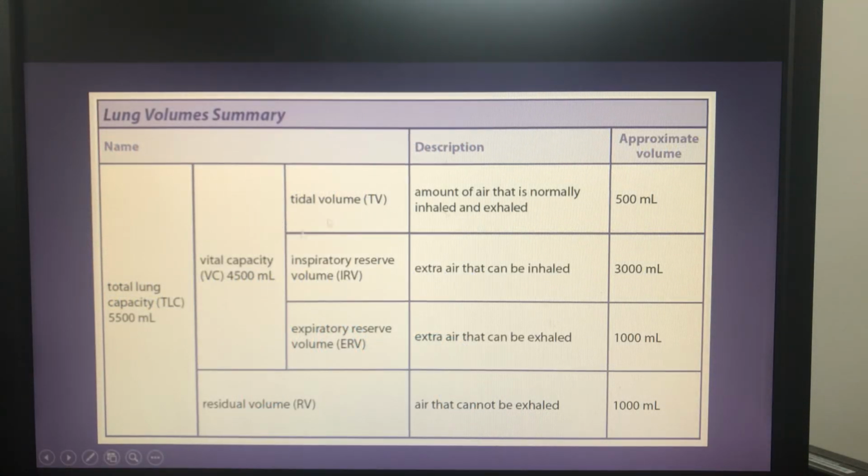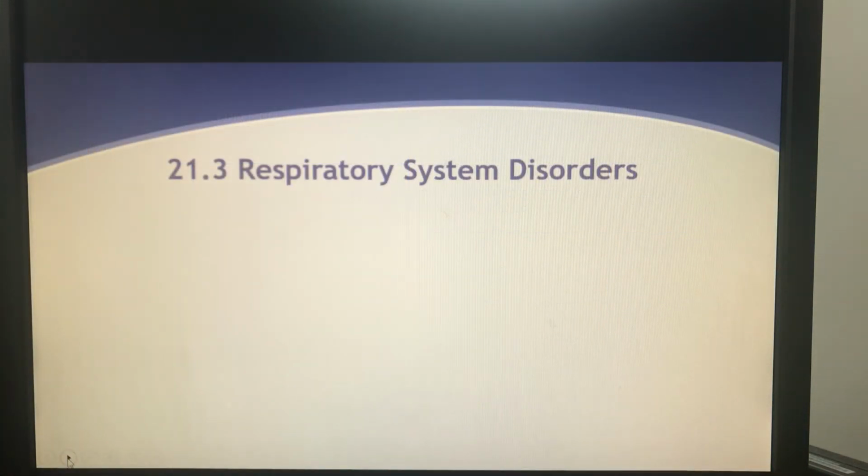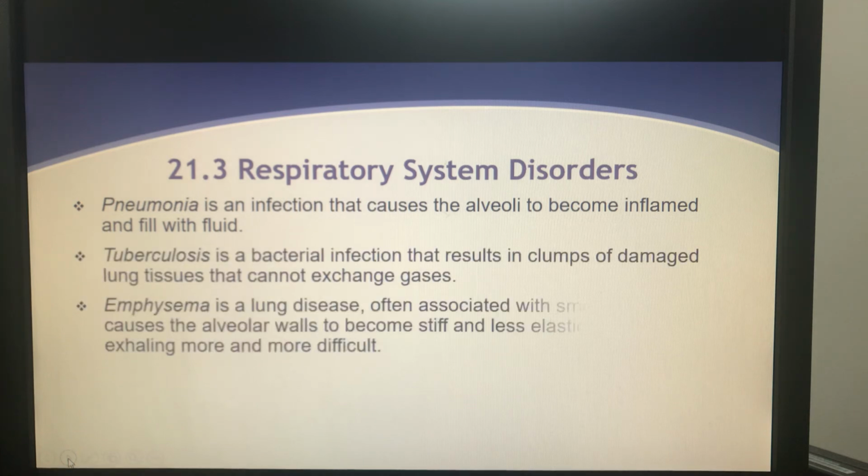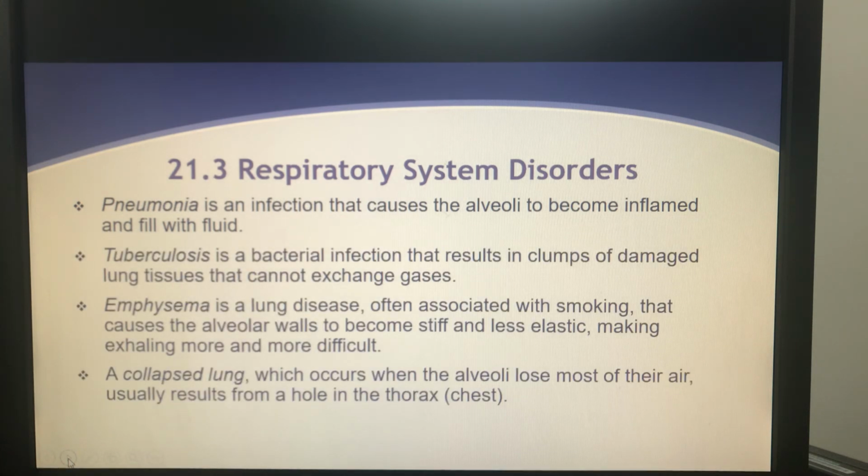Alright, so this is again just a summary of what we just talked about with the capacity of the lungs. And so some disorders that can happen with the respiratory system. Pneumonia is an infection that causes the alveoli to become inflamed, and they fill with fluid. So pneumonia can be pretty bad.